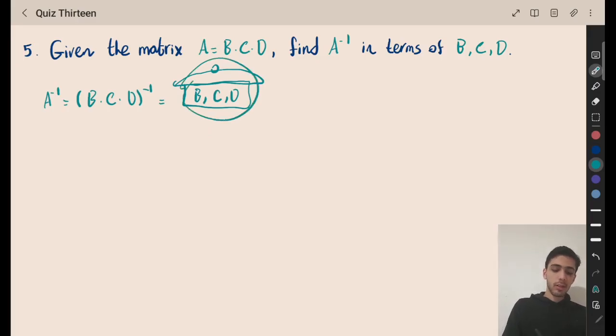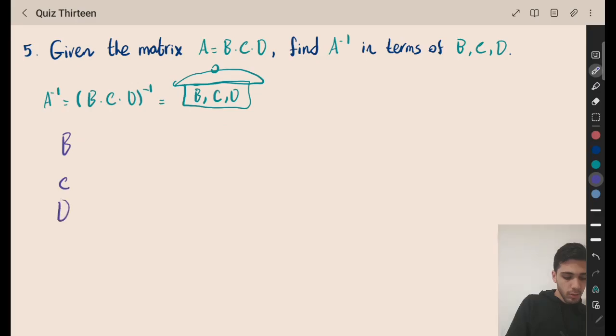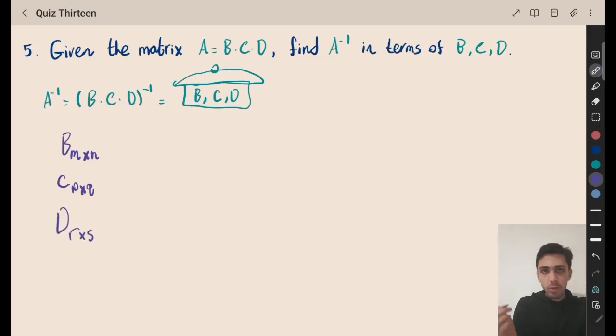Now, this is a sign that we're going to cook up something. The key is to find the only way we can define this such that it makes sense. So we have three maps, B, C, and D. Each map has some set of dimensions. Let's say this has M times N, this has P times Q, and this has R times S.